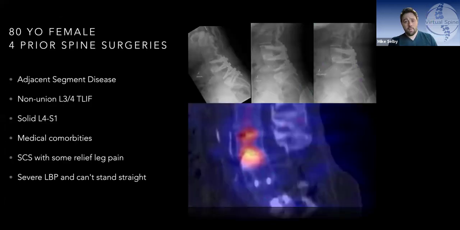So we come to another case, and this is another instructive case on a patient who'd had 4 prior spine surgeries and then developed adjacent segment disease. This is a patient who is in her 80s, and she's got what I diagnosed as a non-union of an L3-4 TLIF. Now, you can see her lumbar flexion extension views up there because people were suspicious for a while that something was going on with this patient.